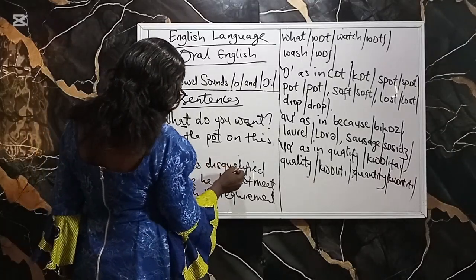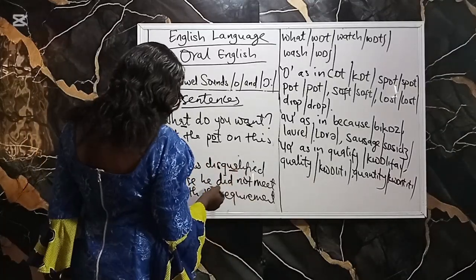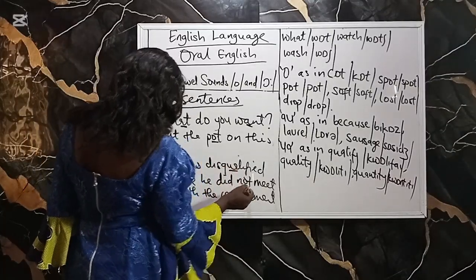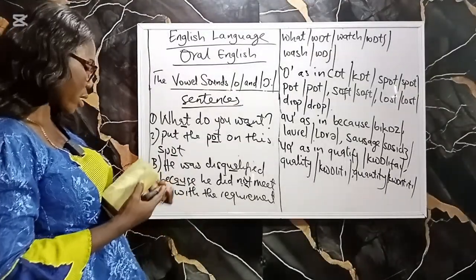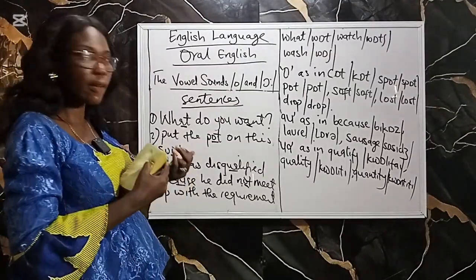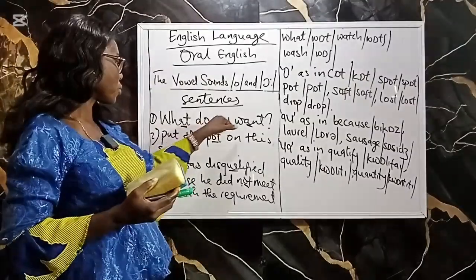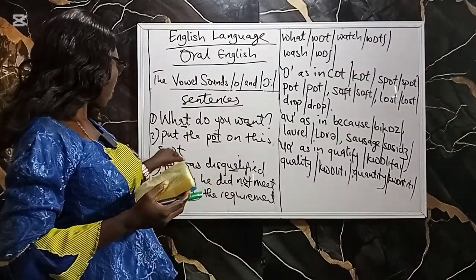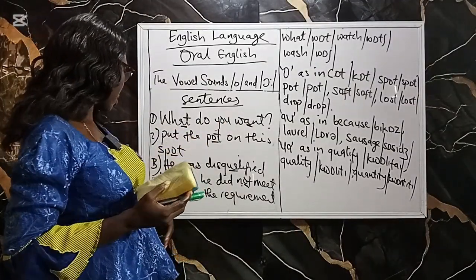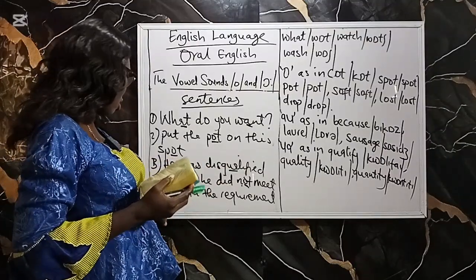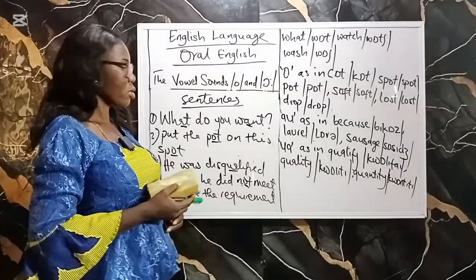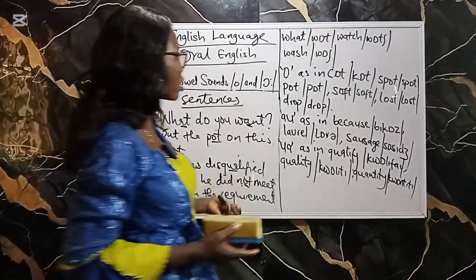So we have it in here, qualified, then we have it not here, we also have it here, because. Now let's read. Read after me. What do you want? Put the pot on this pot. He was disqualified because he did not meet up with the requirements. So that's it. Now let's go to the second sound.